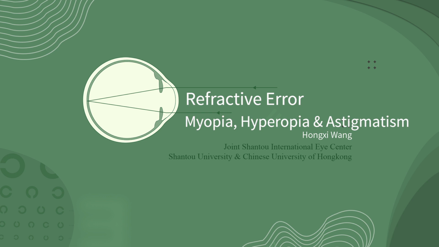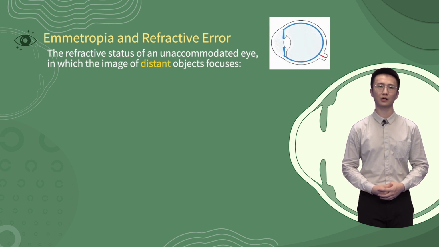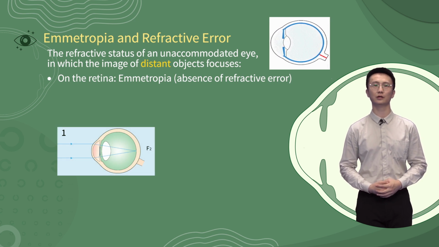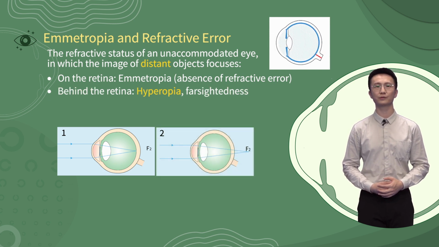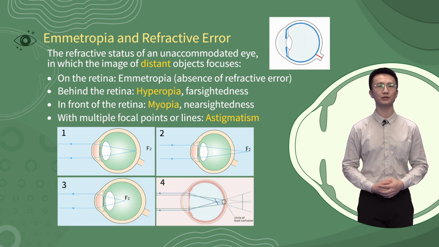Today I'm going to share with you something about refractive error, which may be closely related to everybody's daily life. By definition, an accommodative eye with distant parallel lines focusing on the retina is called an emmetropic eye. Otherwise, we have refractive errors, including hyperopia, focusing behind the retina, myopia, focusing in front of the retina, and astigmatism, focusing with multiple focal points.